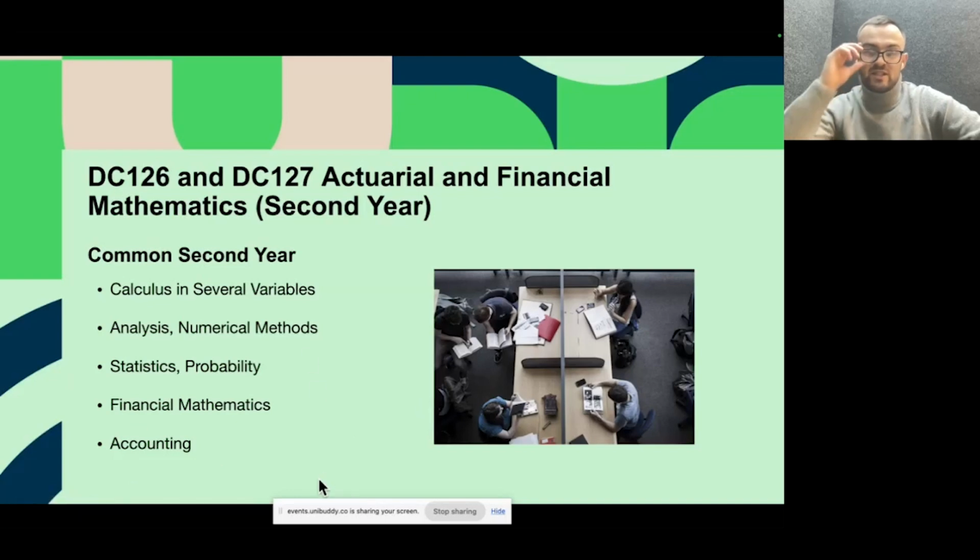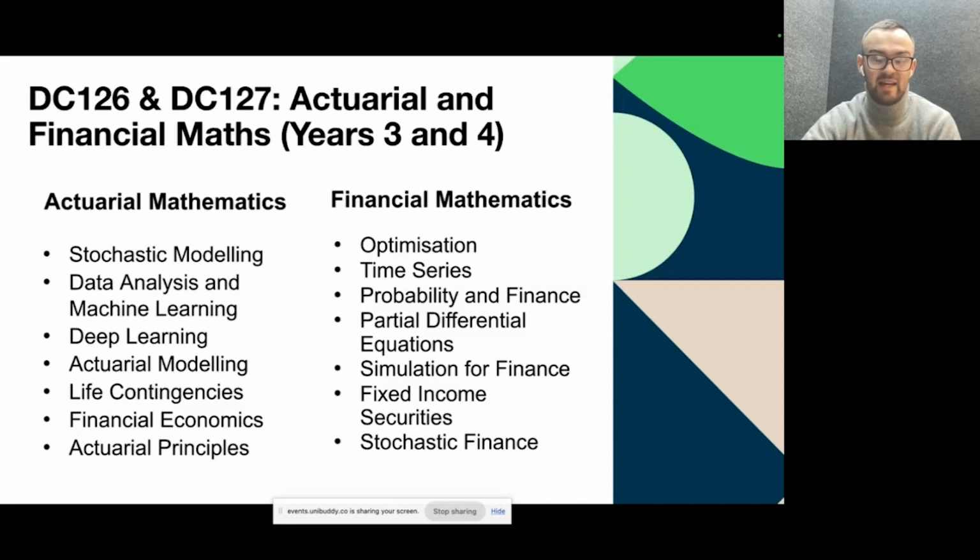Here are some of the modules in second year. You do a bit of accounting too. Again, you're normally just progressing on. So calculus, probability, statistics, financial maths, these are common throughout all the years, but you're getting progressively more complex modules as it goes on. And now, third and fourth year is where you have to decide if you want to go actuarial, pure actuarial, or if you want to go into financial maths.